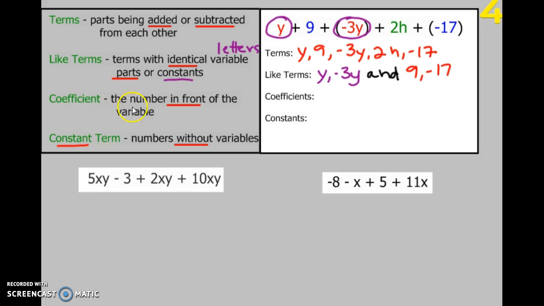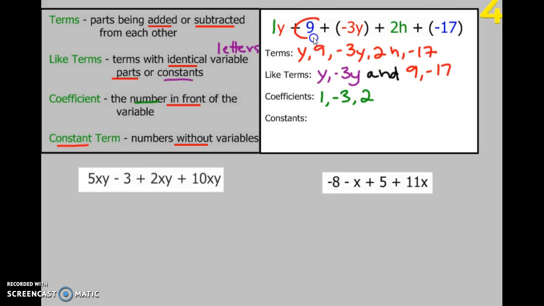Then we have a coefficient. A coefficient is whatever number is in front of the variable or the letter. So here we would really have a 1 in front of the y, so the coefficient would be a 1. There's no letter here, so there's no coefficient. Here our letter is y, and our coefficient in front is -3. Here our letter is h, the number in front is 2, so our coefficient is 2. And then -17, there's no number in front of a letter there, it's just a number, it doesn't count.